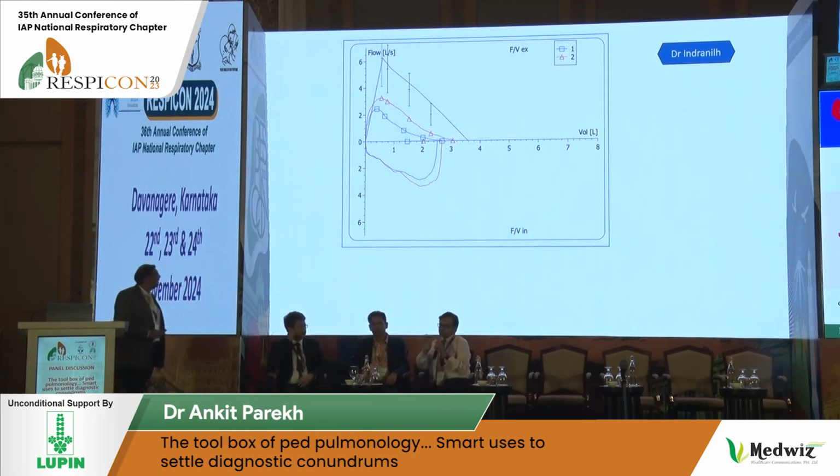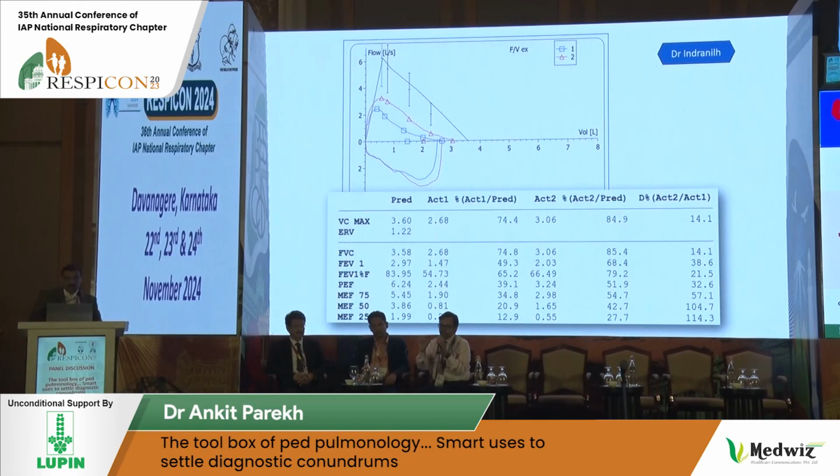Okay. So yes, this is a flow volume loop. The flow volume loop tells us that the concavity and the bronchodilator reversibility are significant. This curve as such tells that the child is having an obstructive lung disease with very good bronchodilator reversibility.